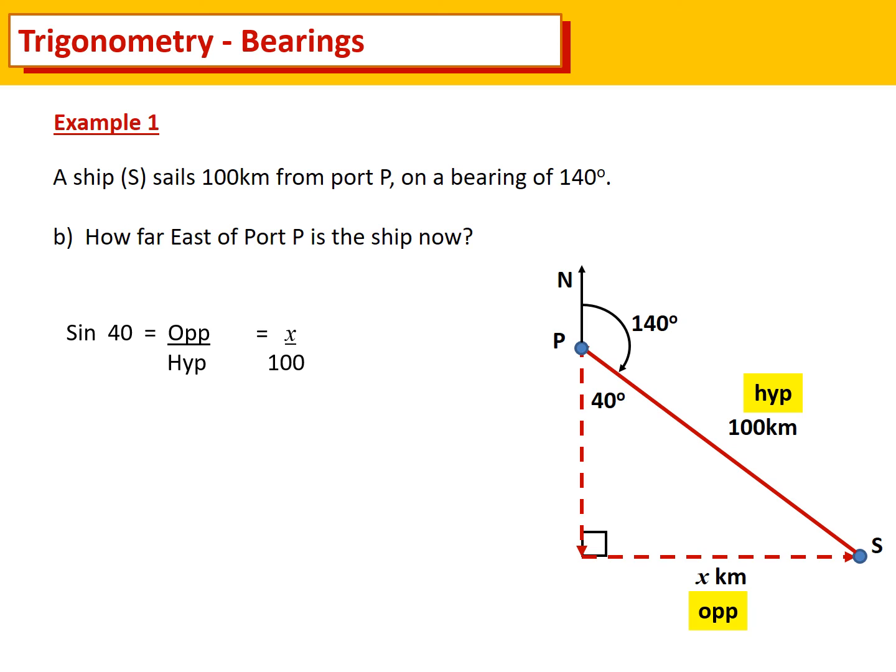And if we want to leave x on its own, we need to multiply by 100. And then our answer, rounded off to 1 decimal place or 3 significant figures, 64.3 kilometers.